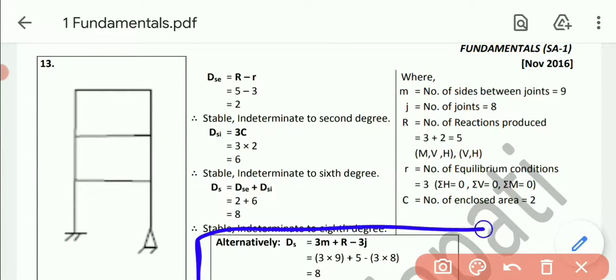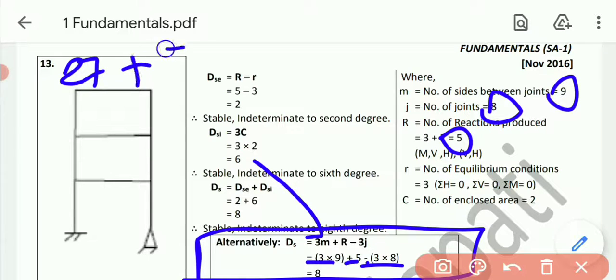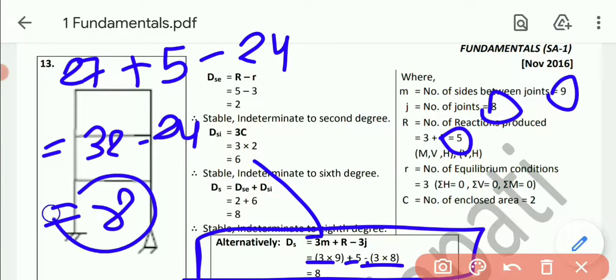So alternatively, for this equation, 3M, where M is 9, 3 times 9 plus capital R, that is 5, minus 3 times J, that is 8. Simplification: 3 times 9 is 27 plus R 5, minus 3 into 8, that is 24. So 32 minus 24, answer comes 8.